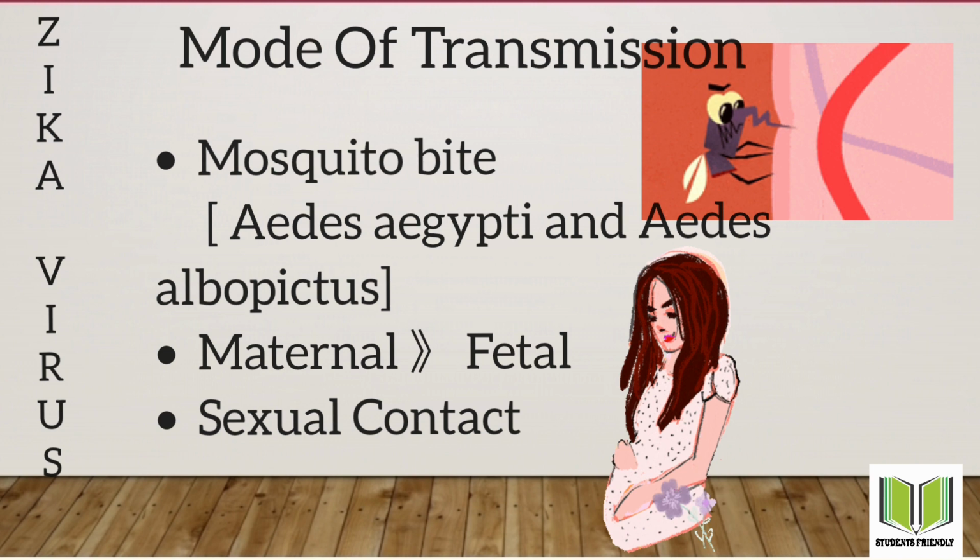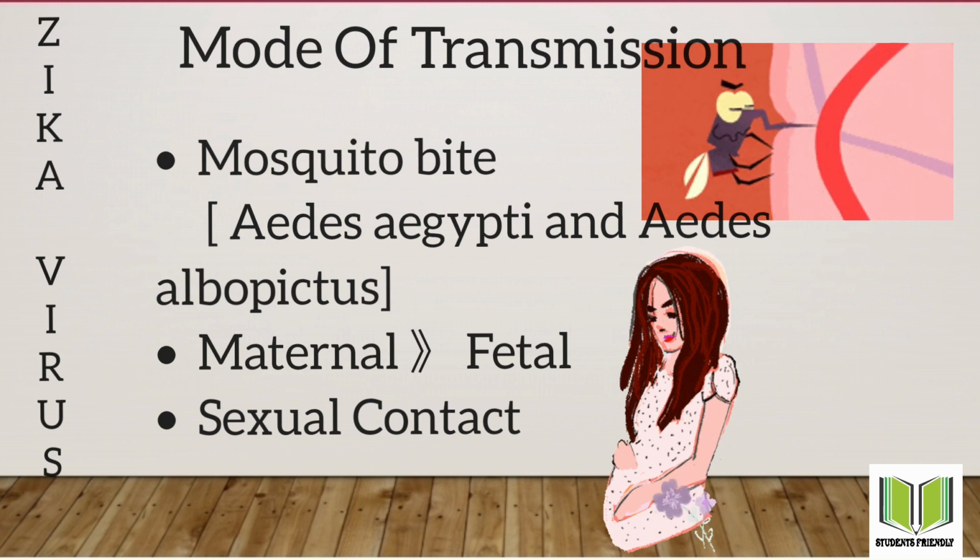Second one, maternal to fetal. Zika virus is transmitted from mother to fetus. Since the virus is present in the blood, there is a risk for congenital transmission from a pregnant woman to her baby during pregnancy. Currently, there are no reports of infants getting Zika virus through breastfeeding.